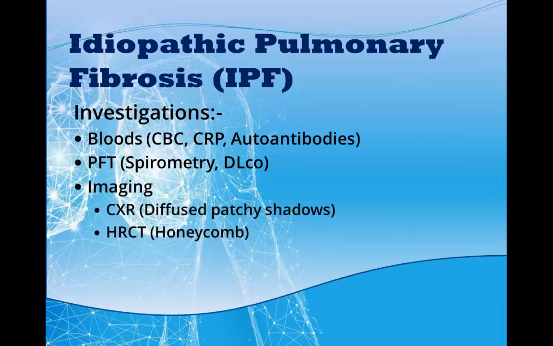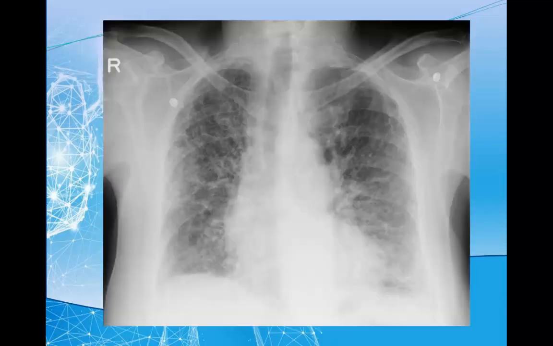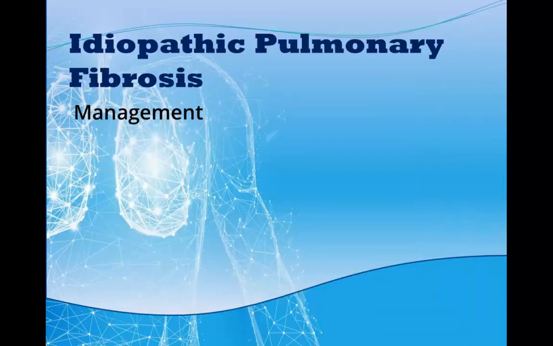On chest X-ray, you'll see a diffused patchy shadow and a honeycomb appearance on CT. We can do bronchoalveolar lavage and biopsy, which is diagnostic, but only done when you're still uncertain after imaging. This patient has severe fibrosis, as you can see the fibrotic shadow all over the chest. The disease causes irreversible damage, meaning there's no cure. So the aim is to stop disease progression.